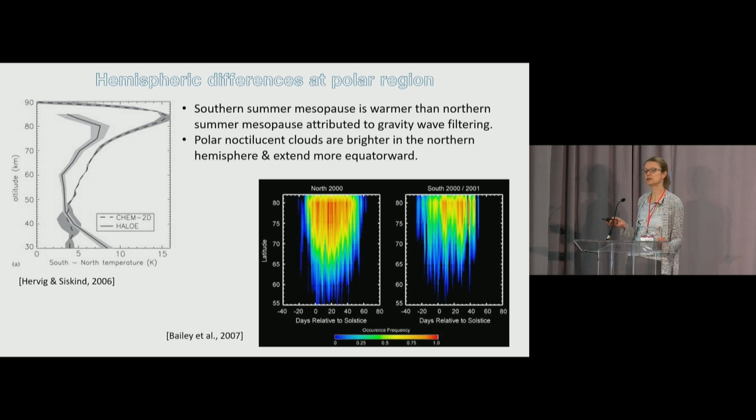And you can see this in noctilucent clouds. So these are these beautiful clouds with ice particles in the mesosphere. And since it's colder in the winter in the northern mesopause, you can see these clouds much more frequently. And this is shown here. This is the occurrence frequency. So it's much larger in the northern winter than in the southern winter. And it also extends more equatorward. And this is an indication that the background atmosphere is different, and this will also influence other waves.